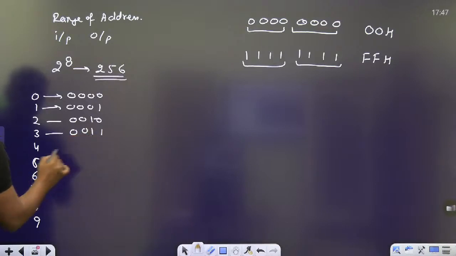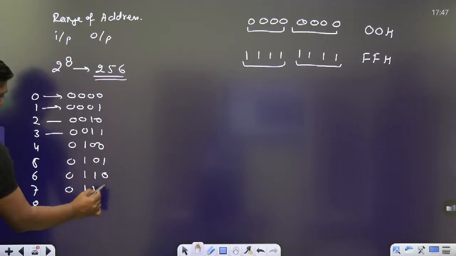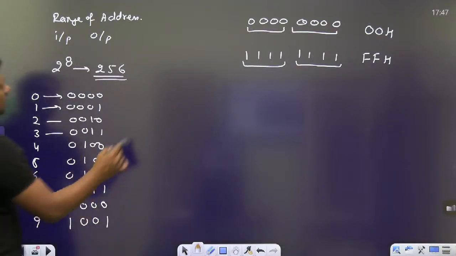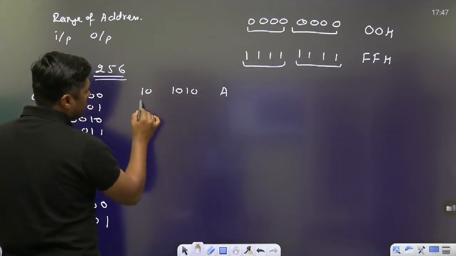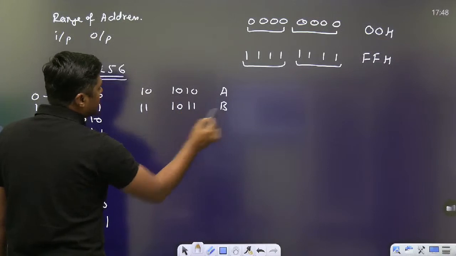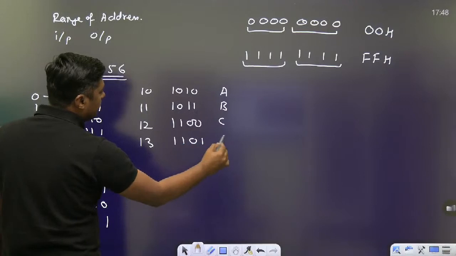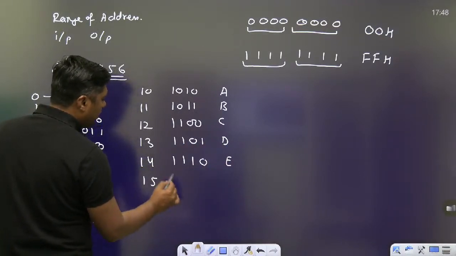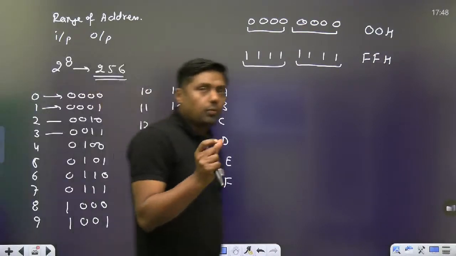You have to convert it. 8, and that is what? 9. And after 9, what is 10? 10 means 1010, it is represented by A. 11 means 1011, represented by B. 12 is 1100, C. 13 is 1101, D. 14 is 1110, E. And finally 15 is 1111, represented by F. That is the representation in hexadecimal. Make the group of 4.